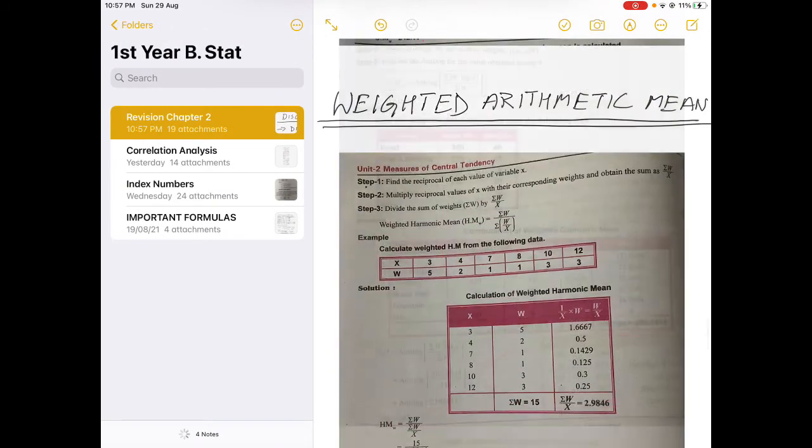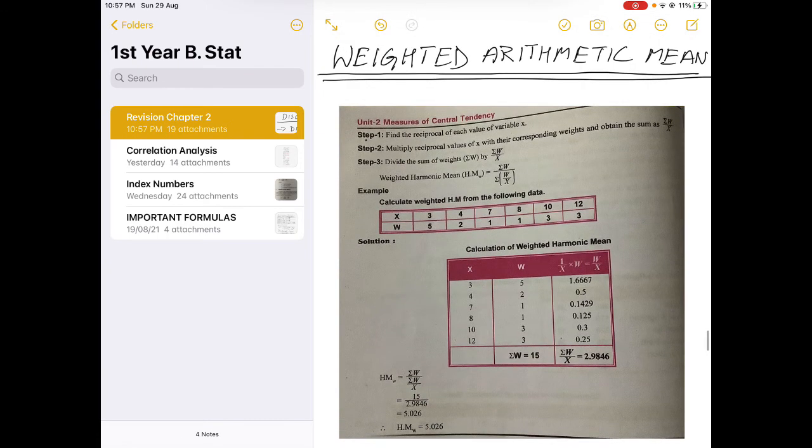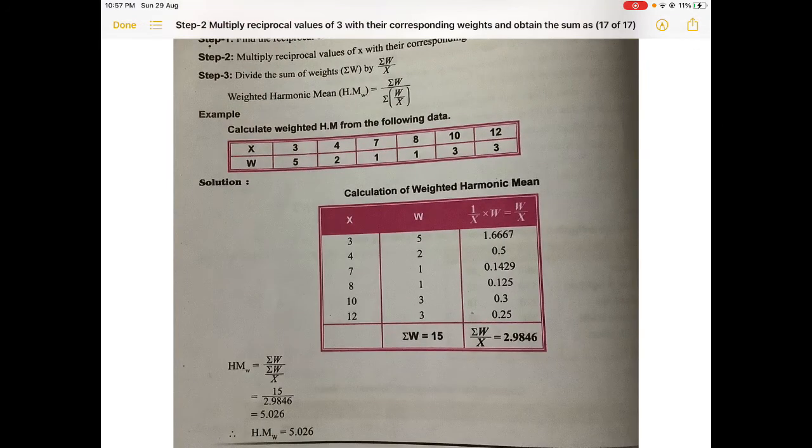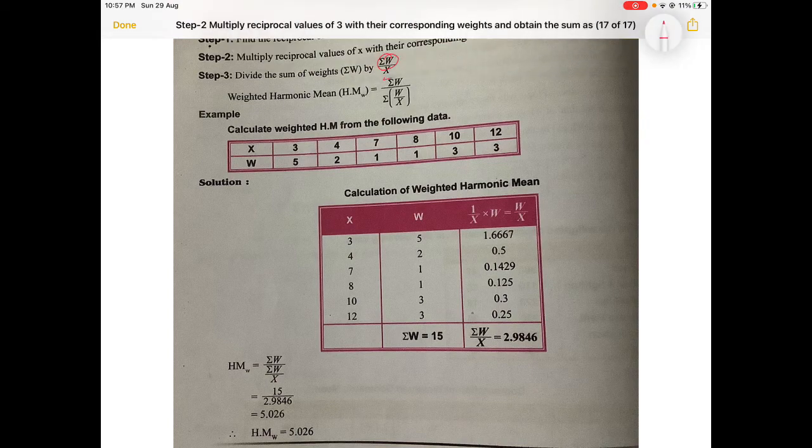Lastly, we will look at the weighted harmonic mean, not the weighted arithmetic mean. So for the weighted harmonic mean, we have the formula. Here please see the difference from the previous two cases. The sum of the weights is in the numerator and x is in the denominator. So when we take the weighted harmonic mean, we take the sum of the weights in the numerator and we take sigma w by x in the denominator. So here this is the correct formula.